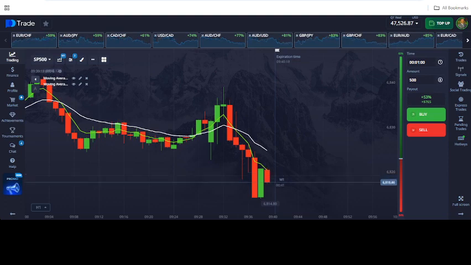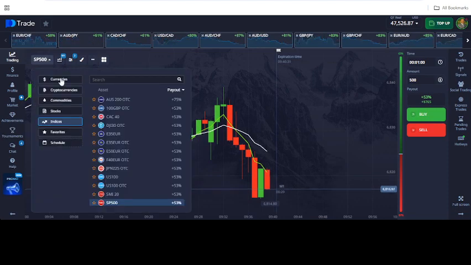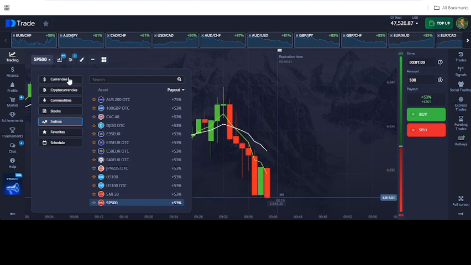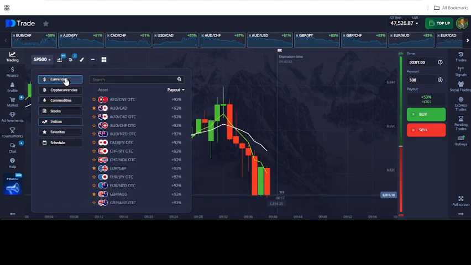So today I'm on the Pocket Option platform and I'm going to be trading regular currency pairs here. If we select our assets icon here, we have various assets available to trade on the platform. We have currencies, cryptocurrencies, commodities, stocks, and indices. I'm going to be focusing on currencies.